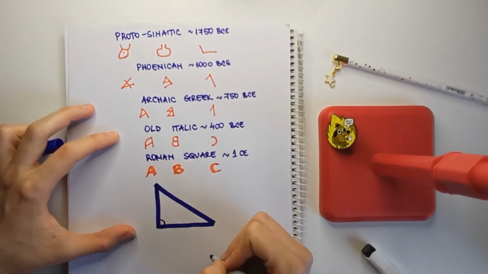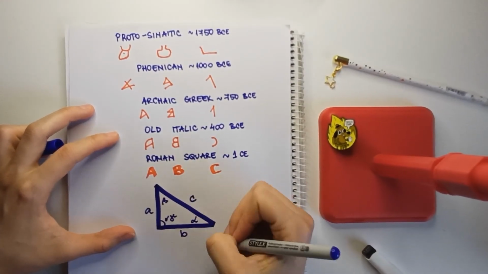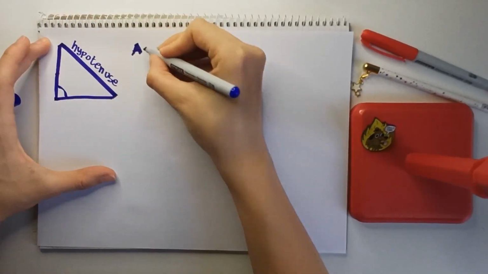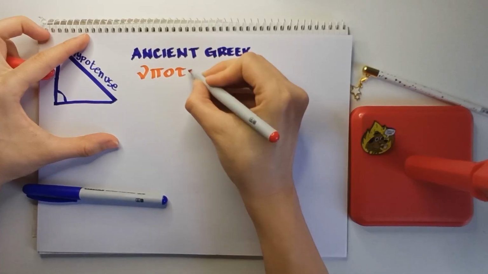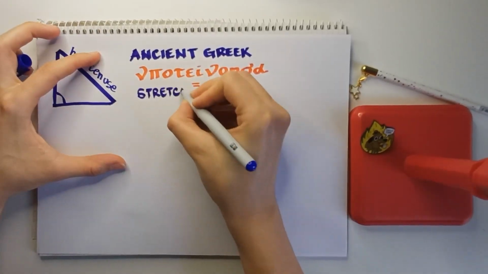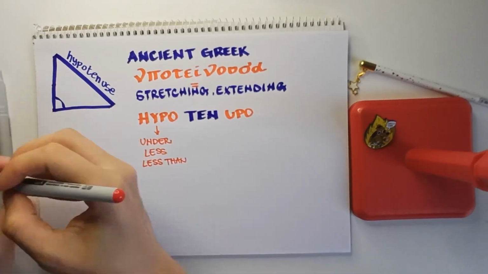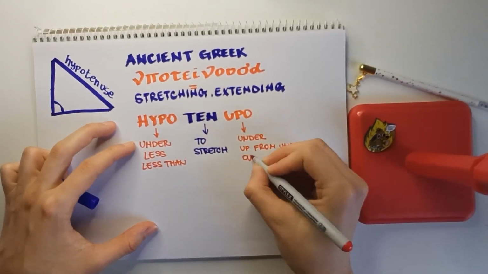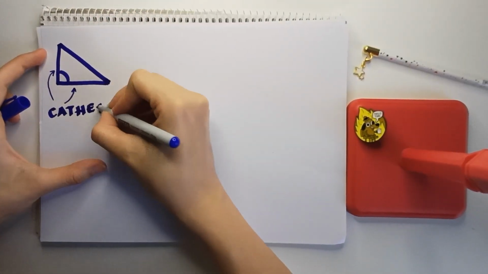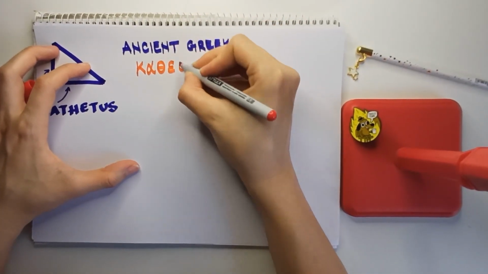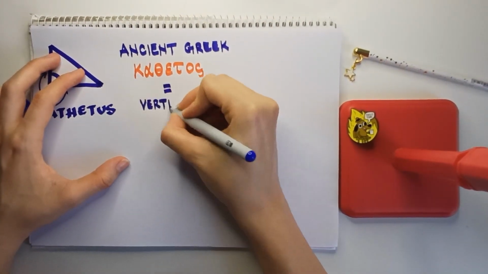Next, let's dive into some interesting etymology. Here are the meanings of right triangle sides. The term hypotenuse comes from the ancient Greek meaning stretching or extending, while cathetus means perpendicular, vertical, or orthogonal. These words perfectly describe their roles in a right triangle. Cathetus is also called a leg of the right triangle.